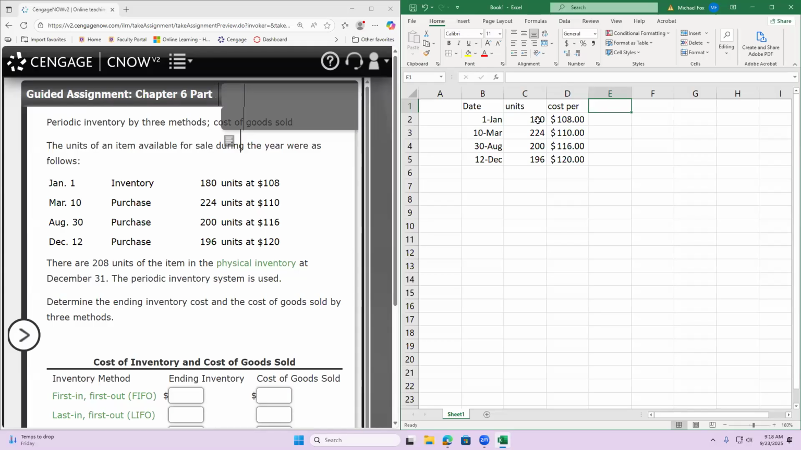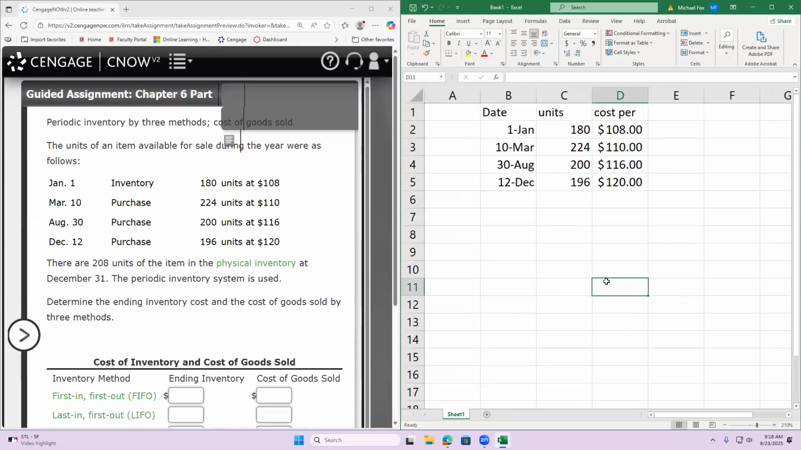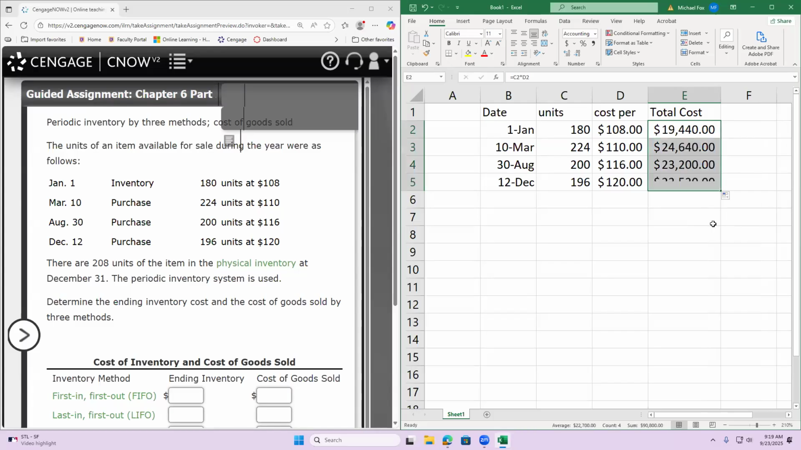So is that big enough for everybody to see, or is it still pretty tiny? Does that help? All right, so that's just the same information they gave me in the problem, right? So what I can do is first, I'm going to add another column here, and I'm going to put total cost. You could do this on paper too, or with your calculator, however you want to do it. But my total cost is just the number of units times the cost per unit. And I'll do that for all of them.